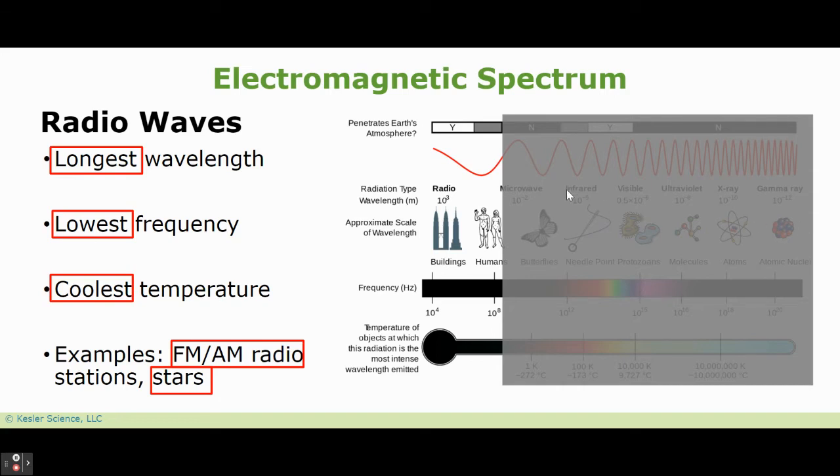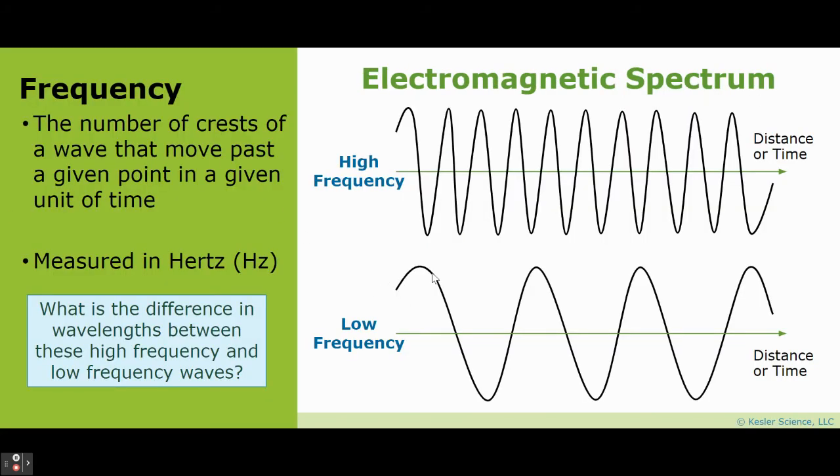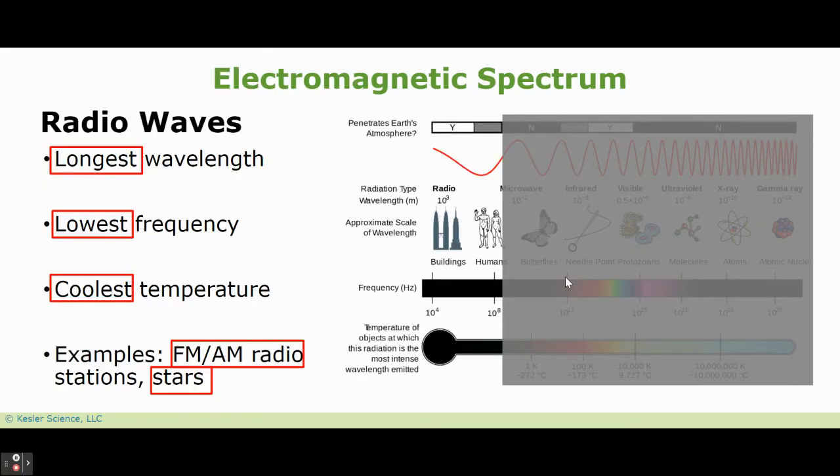Now we're going to be writing something down on each slide. So starting with the longest wavelength is radio waves. It's the longest wavelength, so it has the lowest frequency, and it actually has the coolest temperature. The approximate scale of this wavelength is as tall as a building. So remember, wavelength, it has a long wavelength. The distance between one crest and the next crest on a radio wave is as tall as a tall building. So make sure you write down what's in red. Oh yeah, the examples. We've got FM, AM radio stations and stars. Those are examples of radio waves.